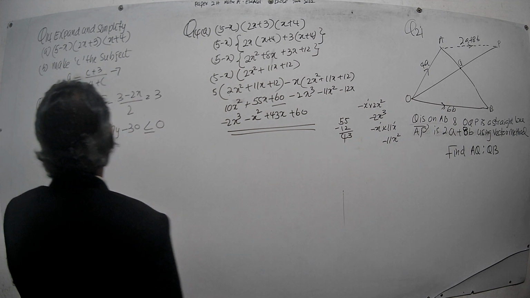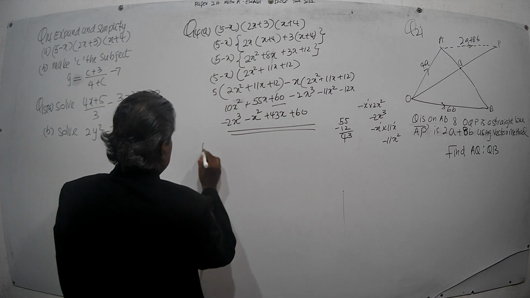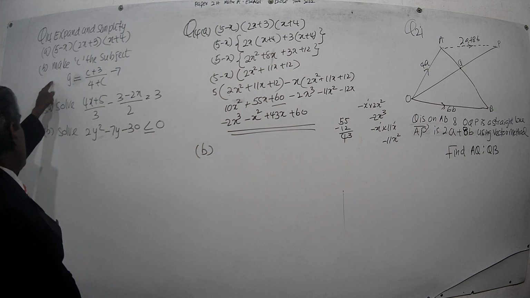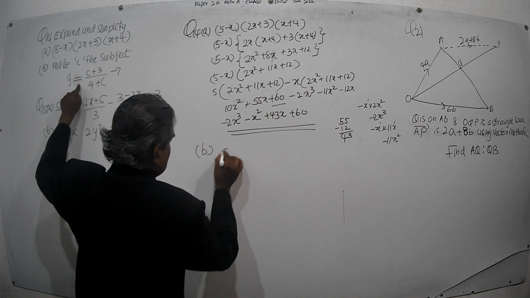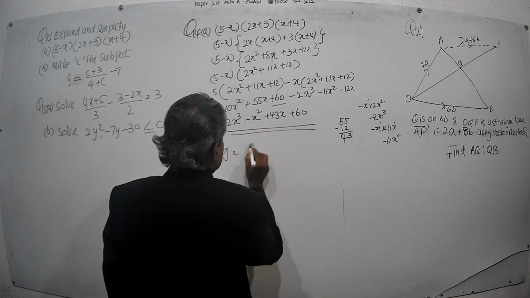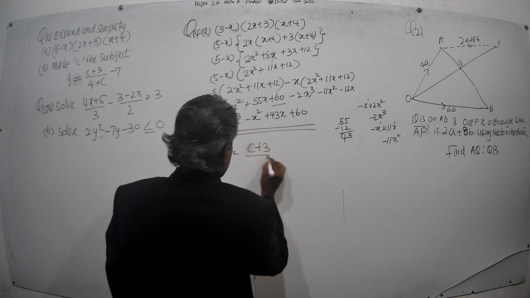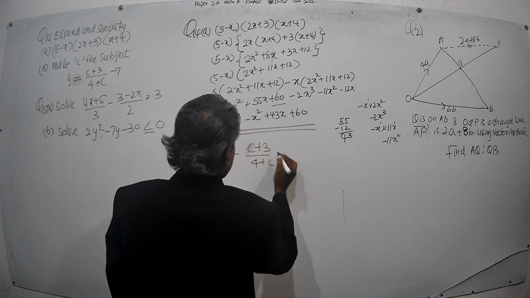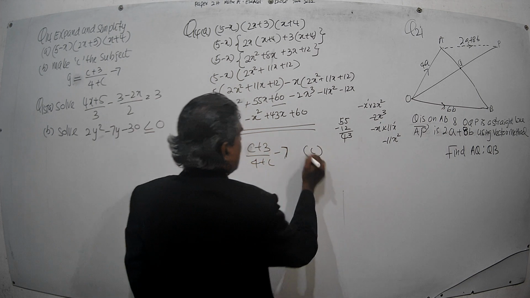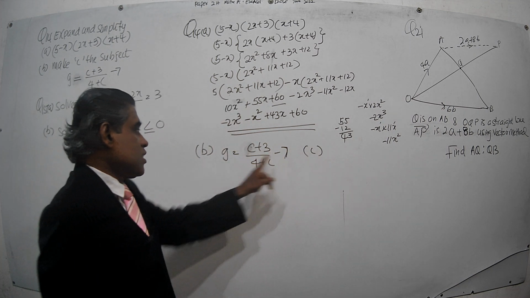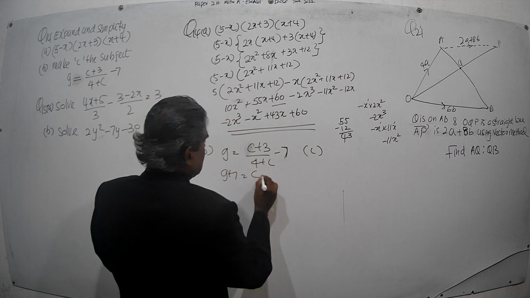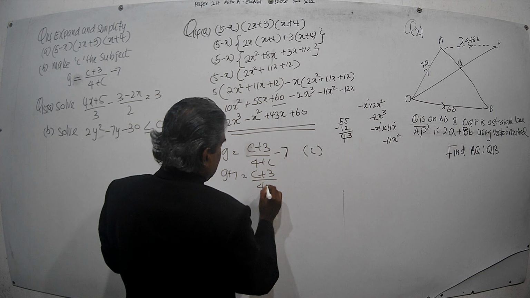Right, now we are going to part B. Part B, what do they ask? They ask to make C the subject of this. They give the formula G equals (C plus 3) over (4 plus C), minus 7. Now, first of all, we take this minus 7 to this side, then that will be plus 7. Then G plus 7 equals (C plus 3) over (4 plus C).